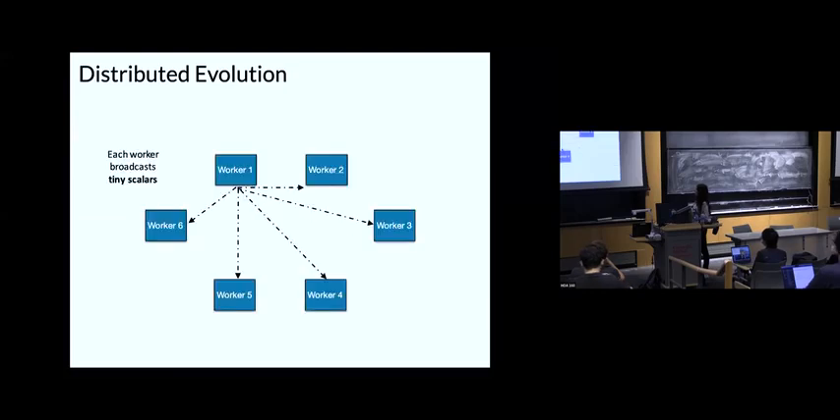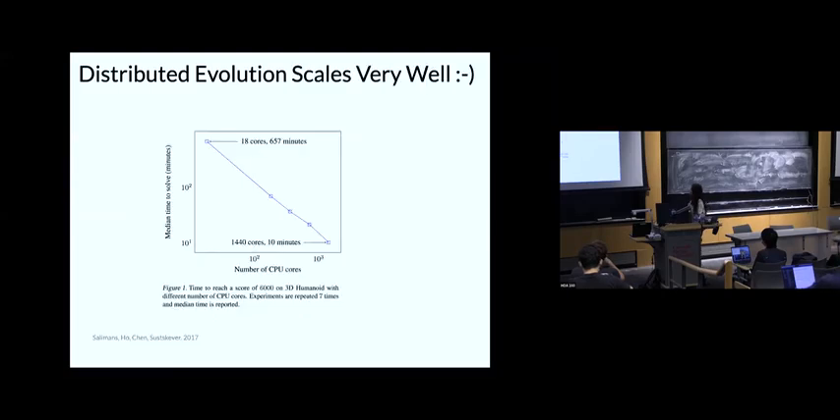And so now every worker only broadcasts those tiny scalars, those fitness scores. And as you see, we have great scaling. The more cores, here they use 1,440, you see the time to compute the solution drops linearly. This is perfect scaling. Otherwise, you would see some saturation due to the communication bottleneck. So this is part of your required readings.